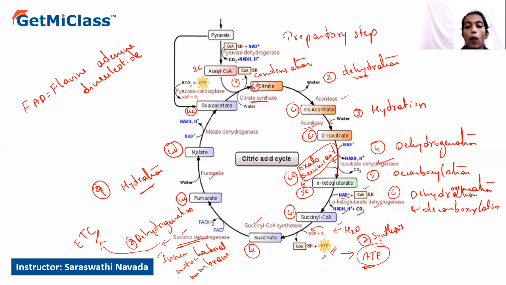So then once this malic acid is formed, it undergoes dehydrogenation. So that is the 10th step. It undergoes dehydrogenation and it results in the regeneration of the oxaloacetic acid. And as a result of dehydrogenation, the hydrogen ions removed from the malic acid will be accepted by the NAD plus to form NADH plus H plus, and the reaction will be catalyzed by the enzyme malate dehydrogenase. So that is regarding the detailed account of the citric acid cycle or the Krebs cycle.